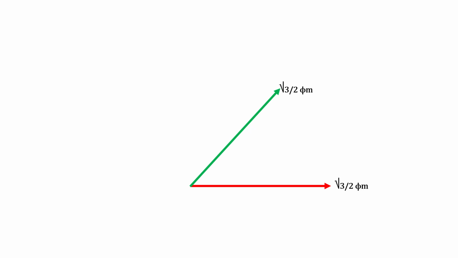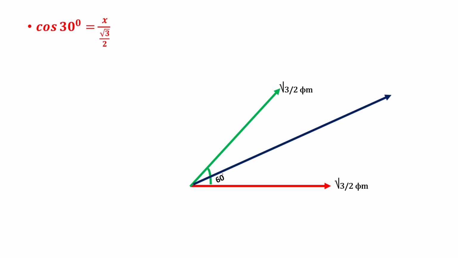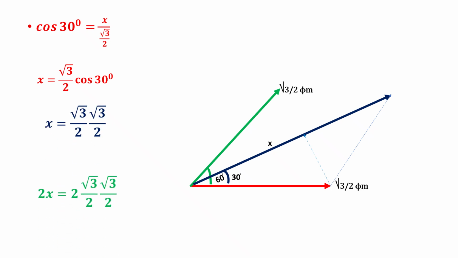This is a positive root 3 by 2 and this is root 3 by 2. The angle between these two will be 60 degrees. For the first case, the resultant flux angle will be 30 degrees, and we get the resultant by using the Pythagoras concept. So this x will be root 3 by 2 cos 30. We need 2x to get the resultant magnetic flux.